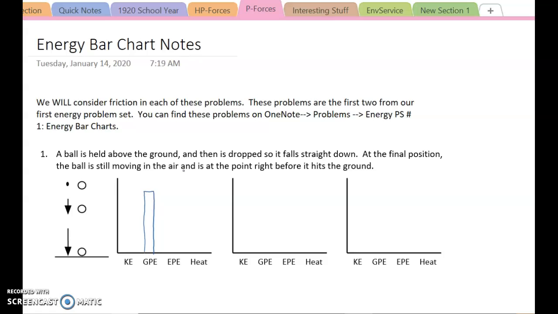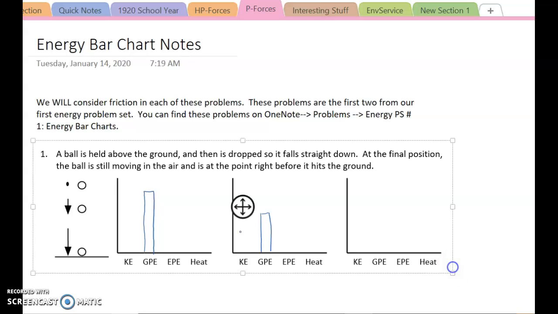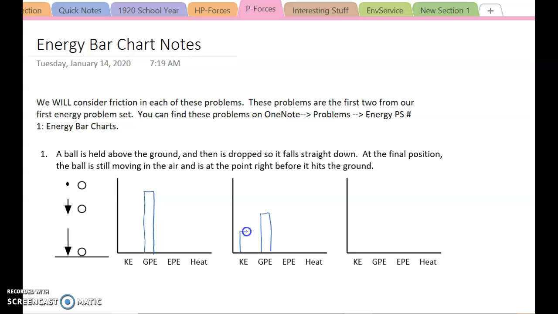Now, in the second frame, the ball has fallen, so it's not quite as high up in the air, so it has less GPE than it did before. The ball has started to move, so it has some kinetic energy. Now, at this point, we don't know, does it have more kinetic energy or more GPE? That's not something we've focused on yet, so it's okay at this point if you don't know which is taller, KE or GPE. We just know it has some KE. We also know that it has traveled through the air and it has encountered some air resistance, which has generated some heat. So we have a small amount of heat that has been generated.